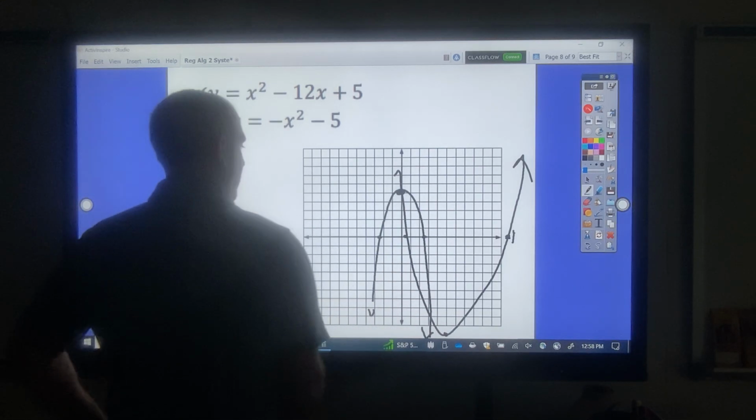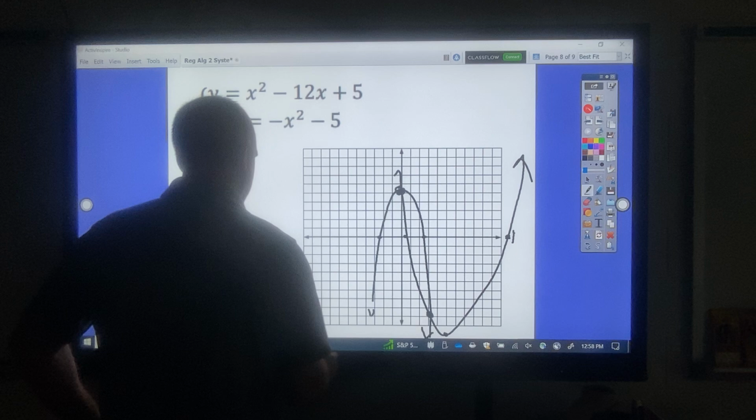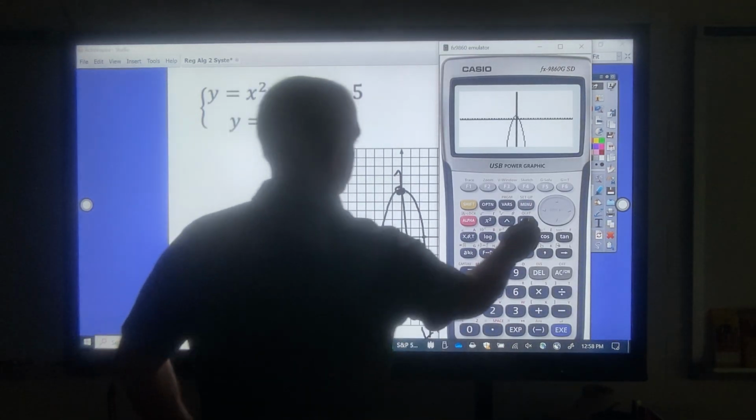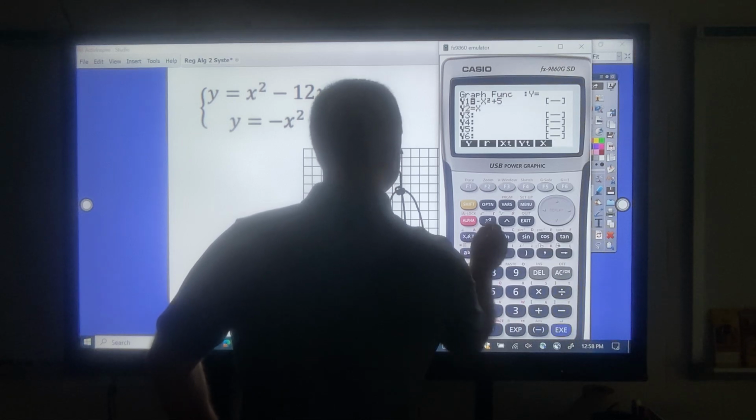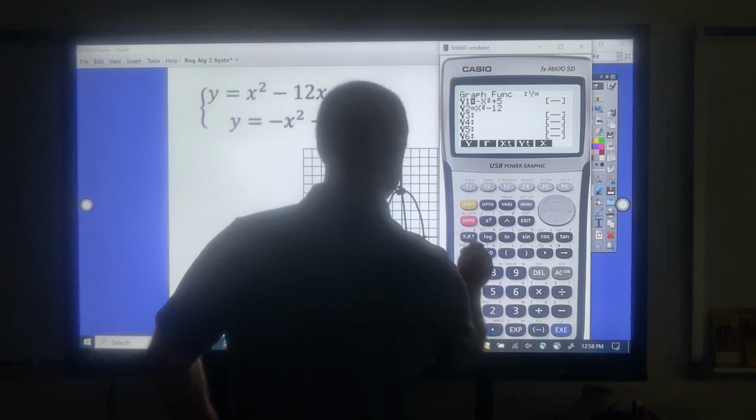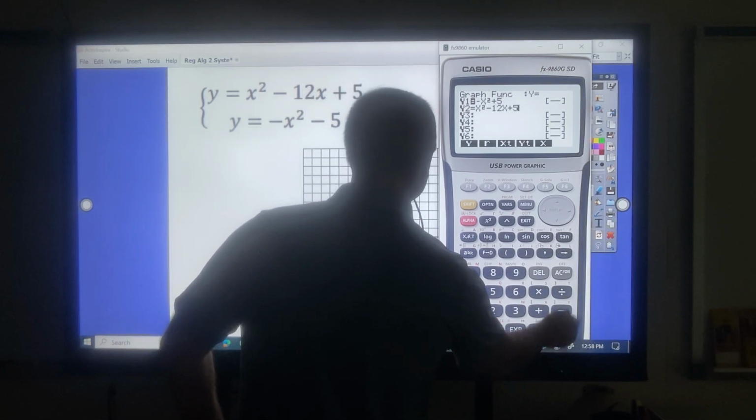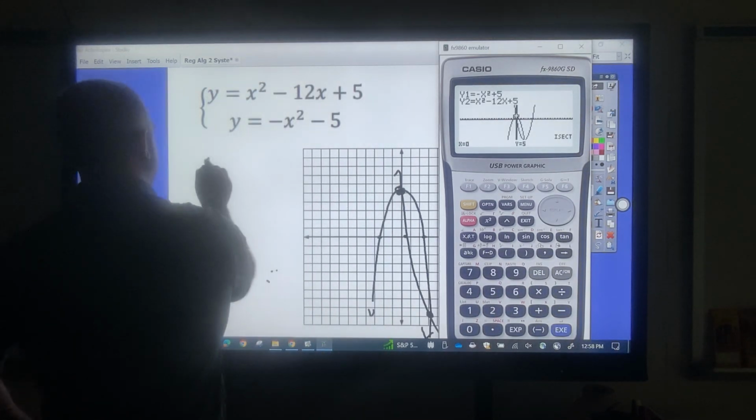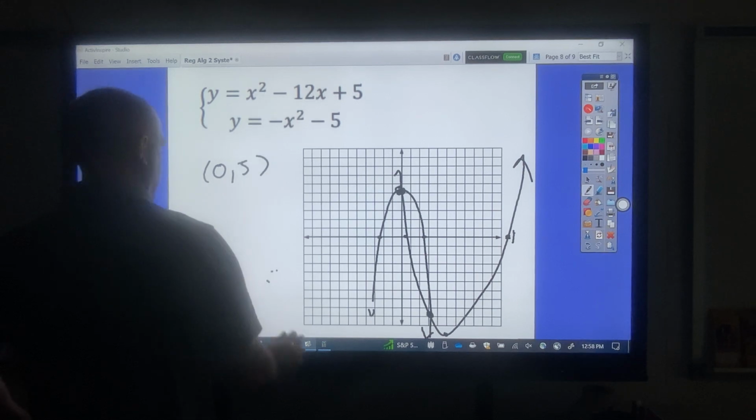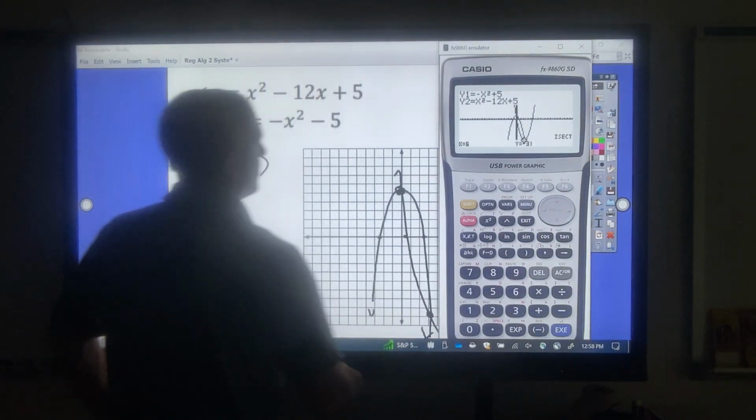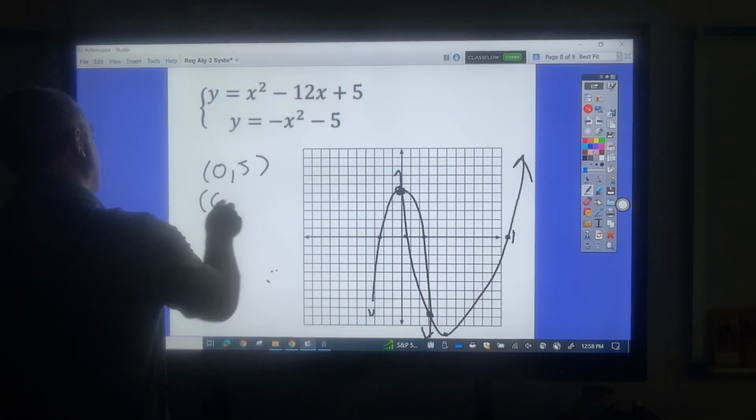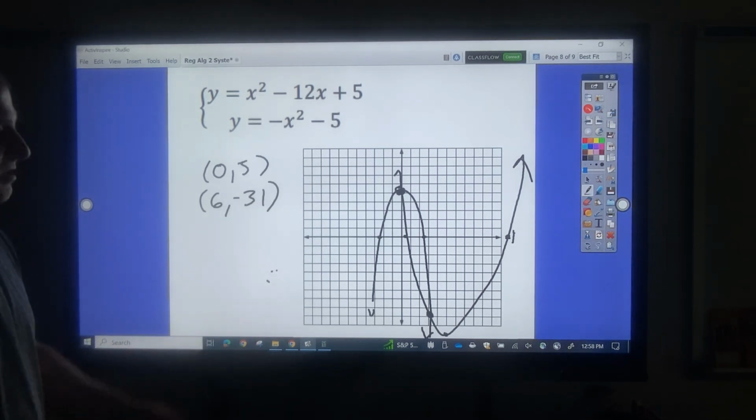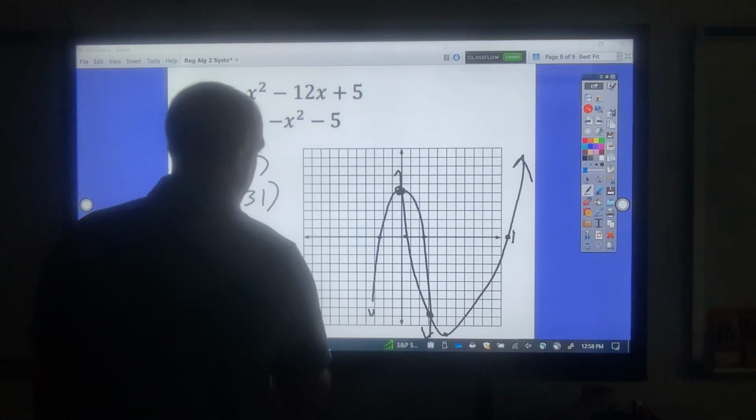We clearly see that there are two solutions. G-Solve intersect. Oh, whoops, I keep forgetting to put the other one back in. G-Solve intersect. One of the intersections is 0, 5. I hit over, the other one is 6 and negative 31. That's tough. So sometimes we do need to use that calculator utility. As long as you make a rough sketch, we're in good shape.